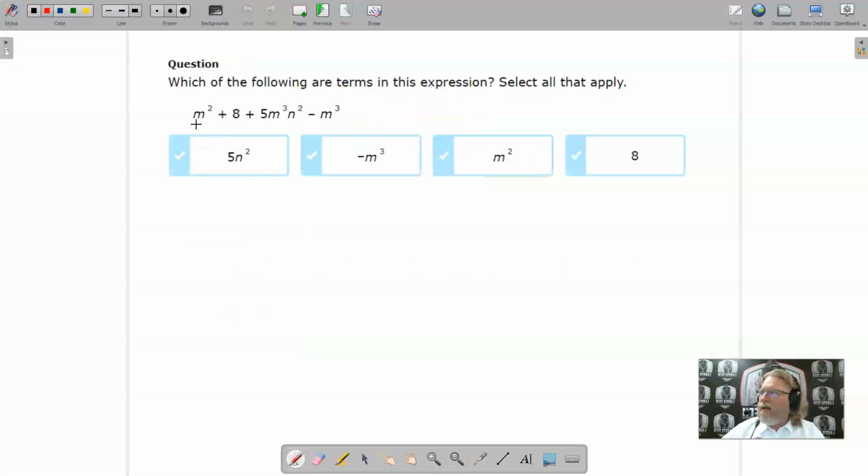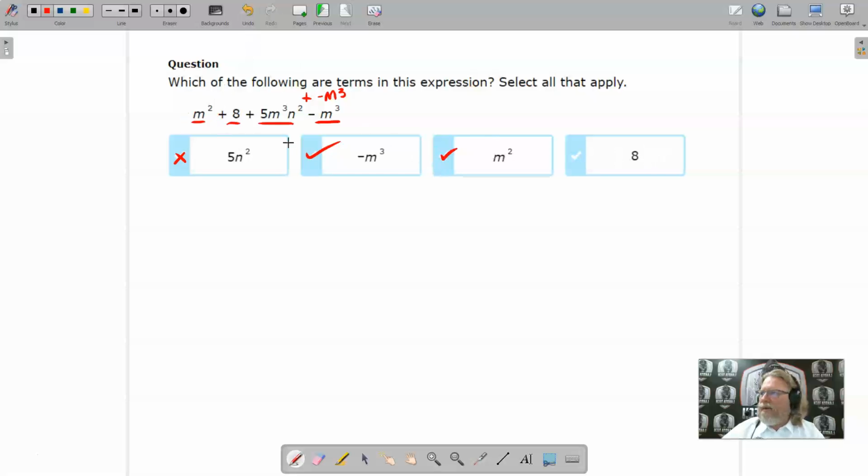And final question, which of the following are terms in this expression? Select all that apply. So we have 1, 2, 3, 4 terms, and think of this as plus negative m squared, which we see right here. So that's one of them right there. What about 5n squared? Well, we have the 5 here, and we have the n squared, but the m cubed is missing, so this one's not going to work. M squared, oh, there it is right here at the beginning, right? So we know that one works out.